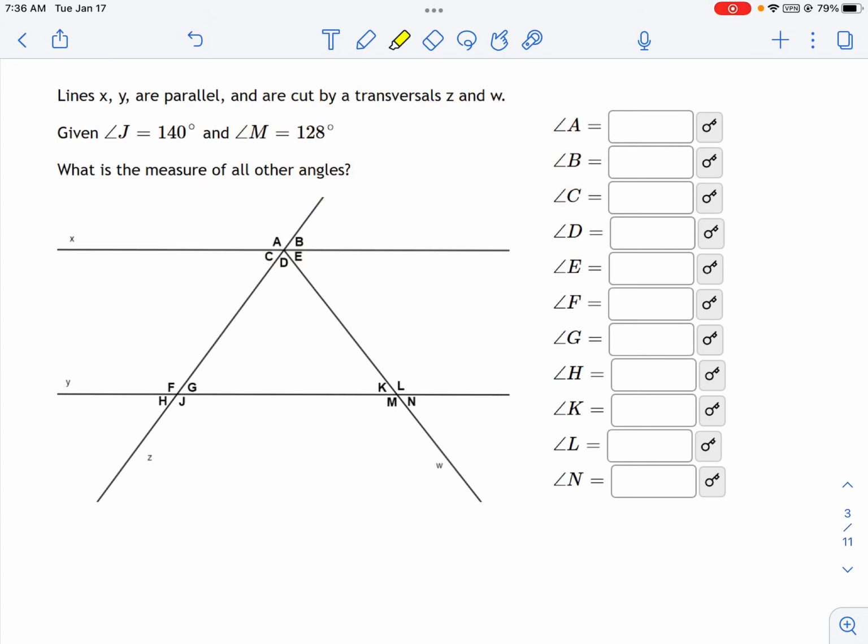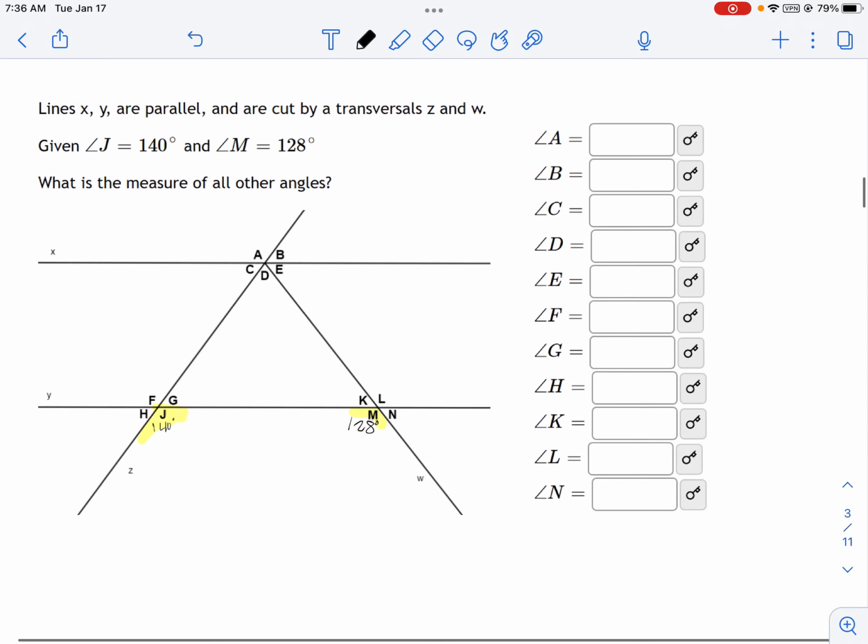So your angle J is down here. Okay, and we're told that angle J is 140 degrees. We're also told that angle M over here is 128 degrees. And then it says, what is the measure of all other angles? So A all the way up to N. You're trying to find all of them.